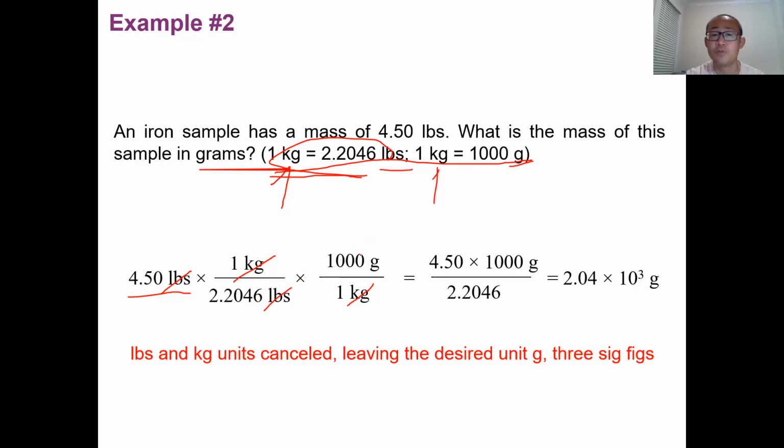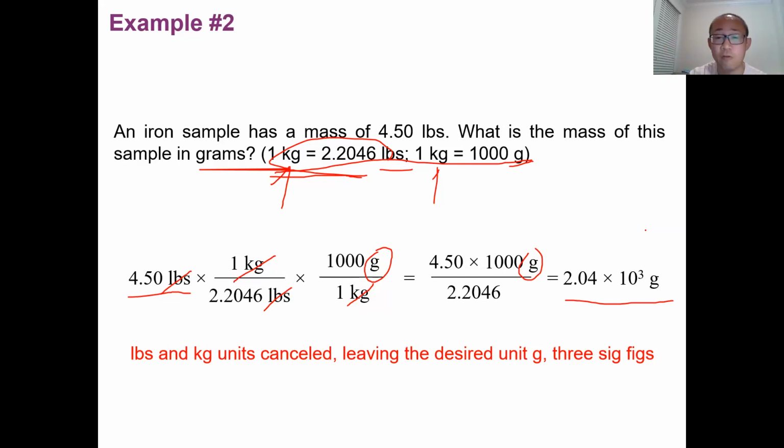So the math would be 4.5 times 1,000 divided by 2.2046. The final unit will be grams. And we were given 3 sig figs, so in the end I keep 3 sig figs: 2.04 times 10 to the third, using scientific notation.